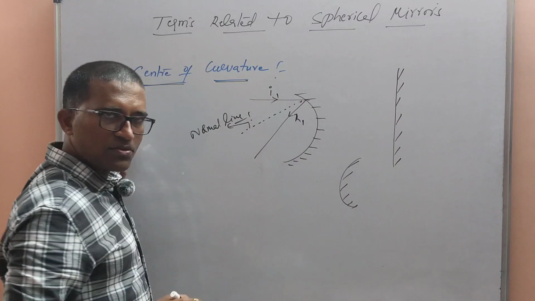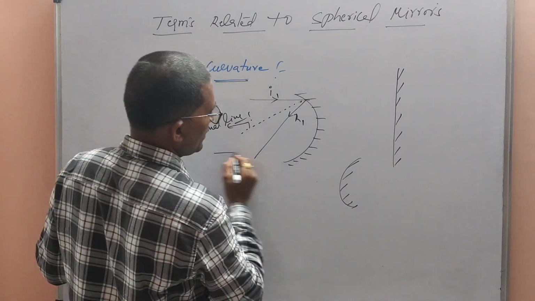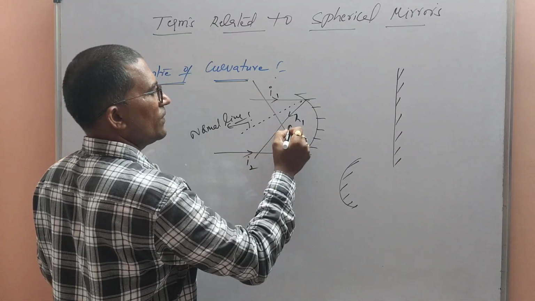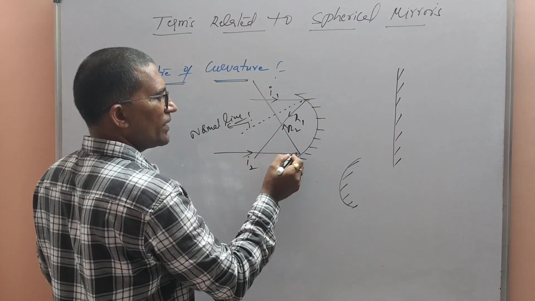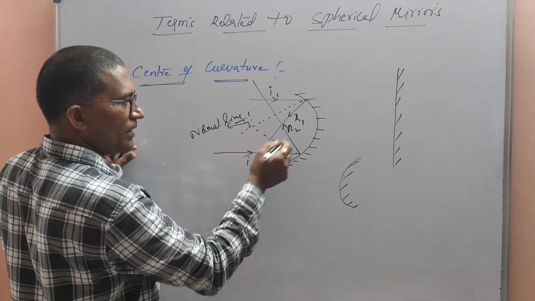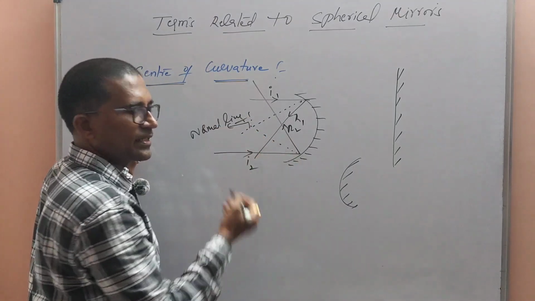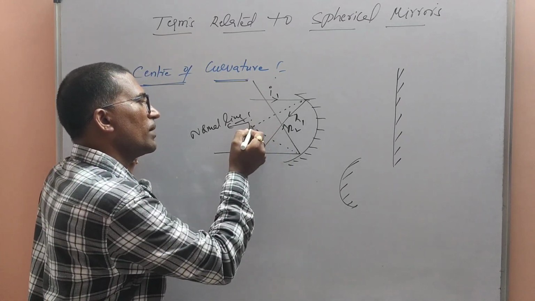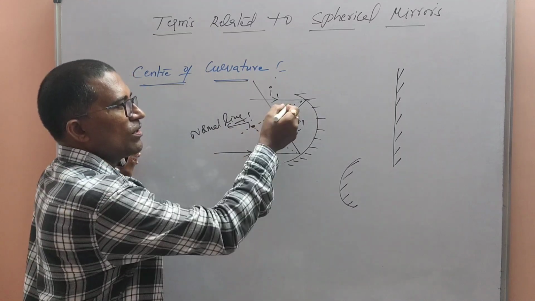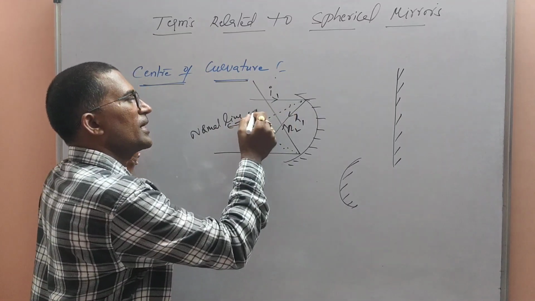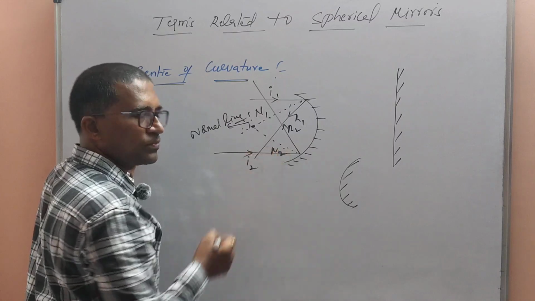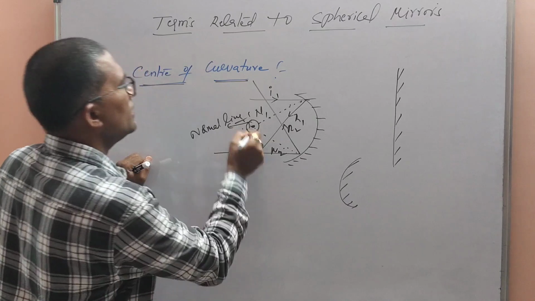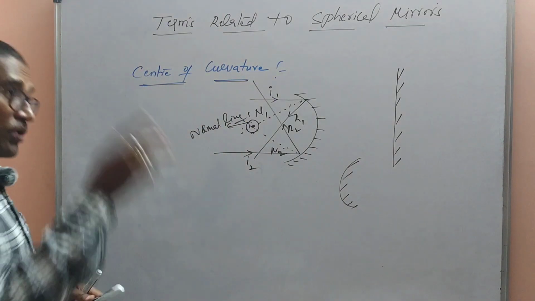Next, this is another incident ray I2 and this is another reflected ray R2. If I draw the normal between these two rays, it is also at 90 degrees to the reflecting surface of the concave mirror. If you observe, the normal lines meet at one particular point. For your understanding, I am calling them N1 and N2. These normal lines meet at one particular point, and this is called the center of curvature. One more definition is there.